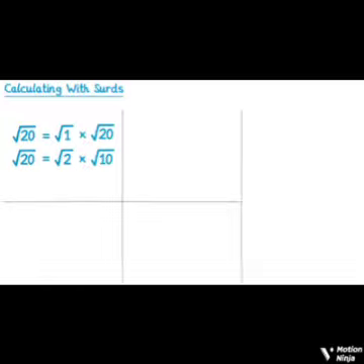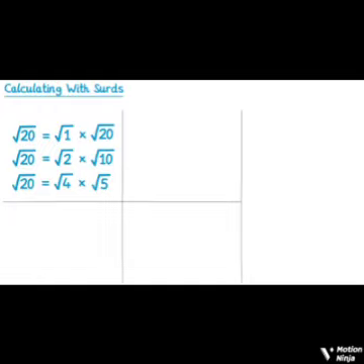Next we're going to look at how you simplify surds. Let's take the surd the square root of 20. We know using the multiplication rule we could split this into the square root of 1 times the square root of 20, or the square root of 2 times the square root of 10, or even the square root of 4 times the square root of 5, since all of these are factor pairs that multiply to make 20.